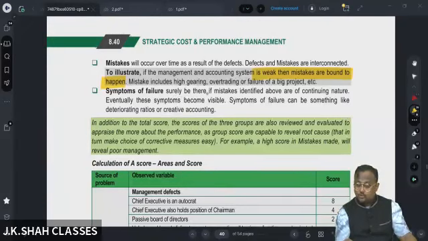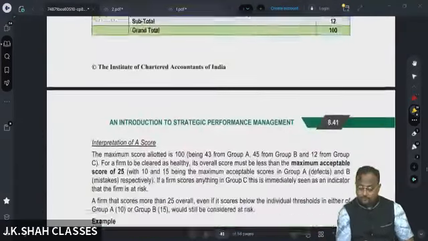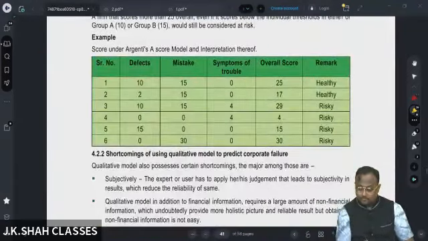Symptoms of failure will surely be there if the mistakes identified above are of a continuing nature. Defect है तो mistake होगा, और mistake अगर सुधारा नहीं तो it will be a failure.